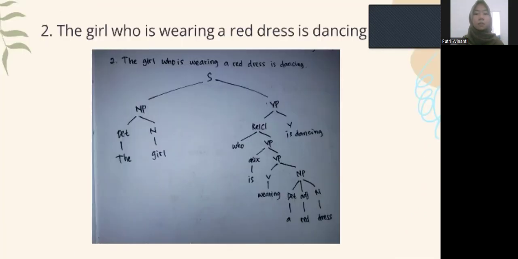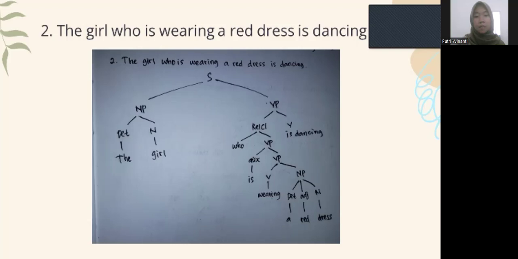Okay, the second sentence, the girl who is wearing a red dress is dancing. And the diagram seperti pada gambar, ada noun phrase dan verb phrase. Noun phrase terdiri dari determiner dan noun. Determiner is the, noun is girl.